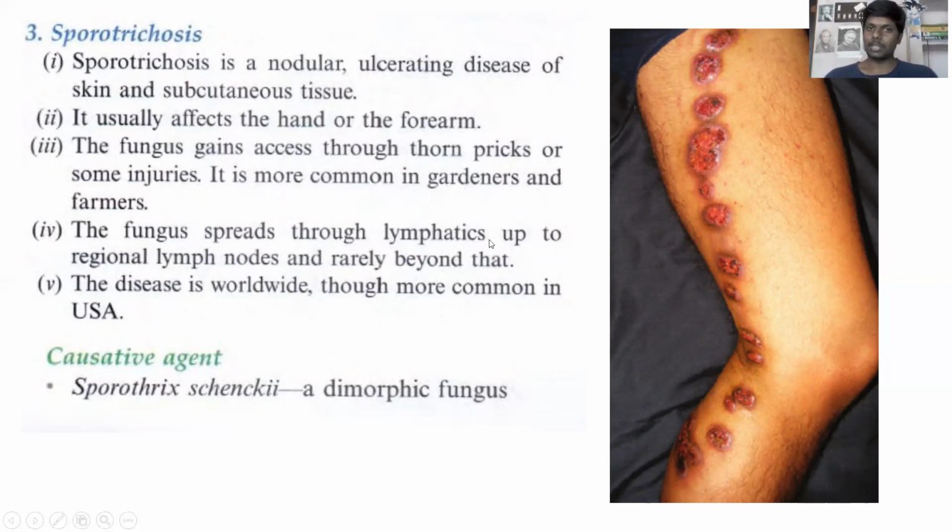The fungus spreads through the lymphatics up to the regional lymph nodes and rarely beyond that. This disease is worldwide, even though it is more common in the USA. After entering our body, this fungus starts spreading through the lymphatic vessels. That is how the whole lymphatic pathway gets infected by sporotrichosis. It is caused by a fungus called Sporothrix schenckii. Sporothrix schenckii is the fungus responsible for sporotrichosis.